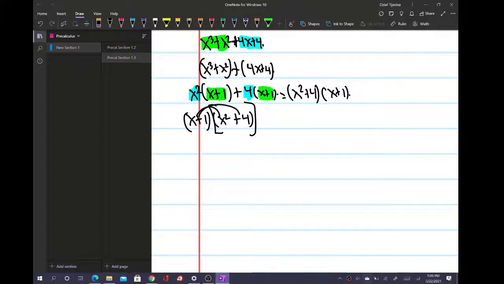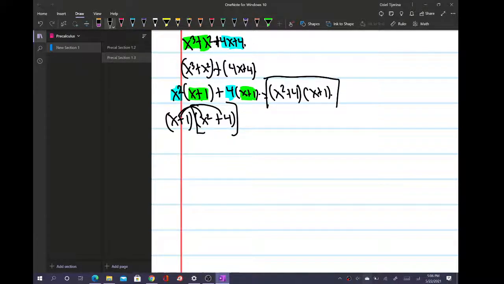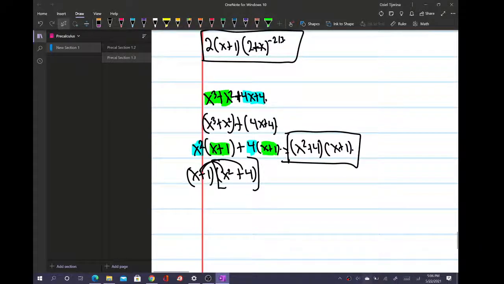Think of it as the distributive property, where a equals x plus 1, b is x squared, and c is 4. So it's like a times b plus c, right? That's how you want to look at it. That's why this equals this. This is called grouping. Factoring by grouping.